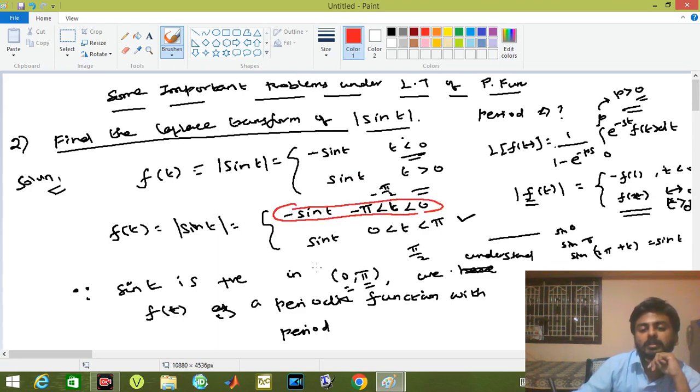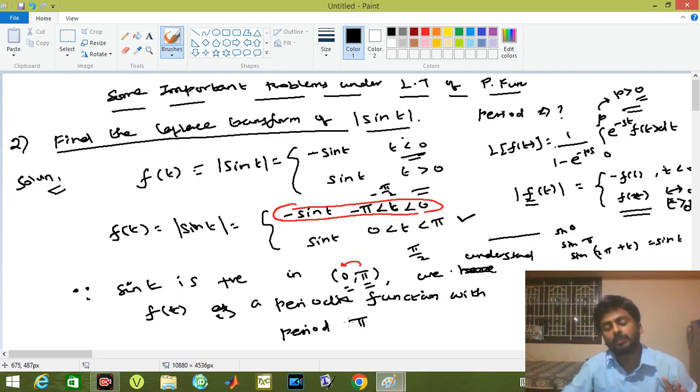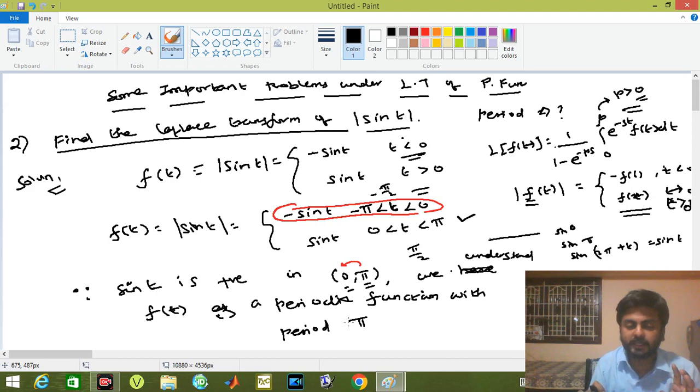Okay, so with period pi, we will have the period pi. So this understanding is very, very important to solve that problem. So after that the problem will be very, very simple.